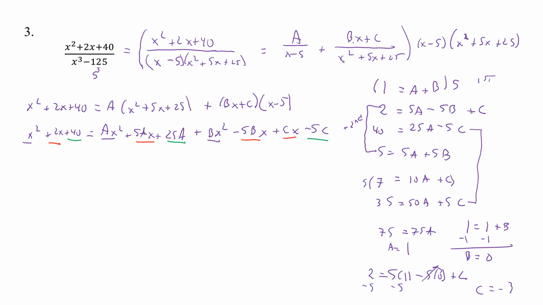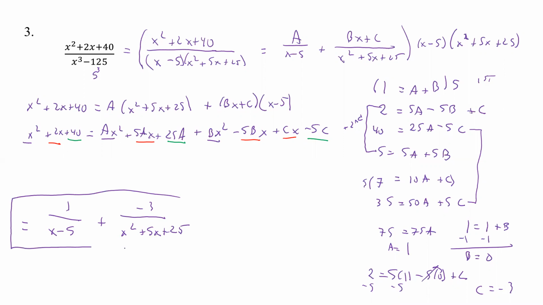So now I can plug all that back into this, and I get a, which we said was 1, over x minus 5, plus b, which we said was 0, so no x, and then c is negative 3 over x squared plus 5x plus 25. And then that is my partial fraction decomposition of my original fraction that they gave me.